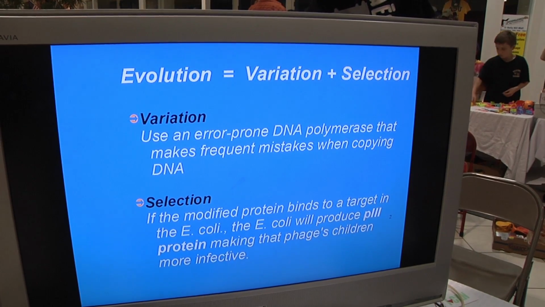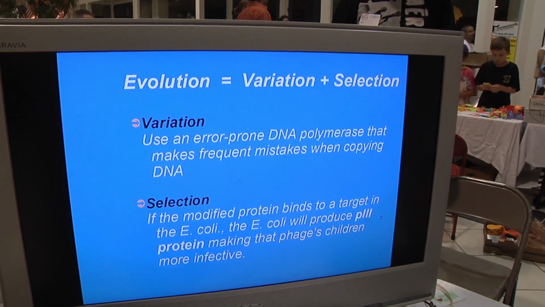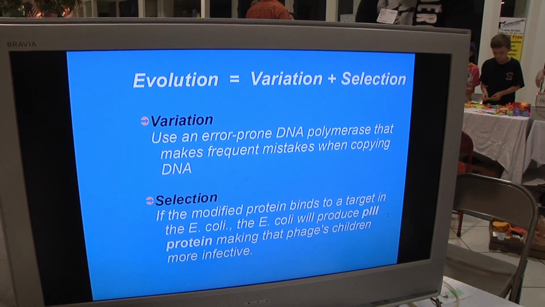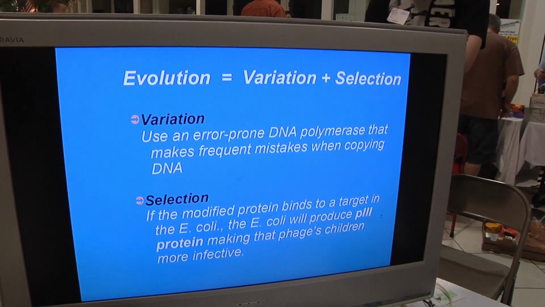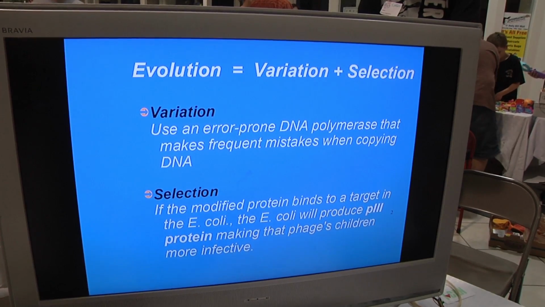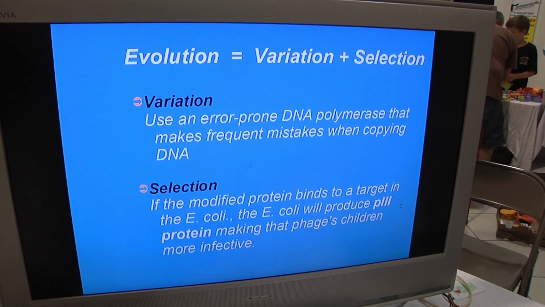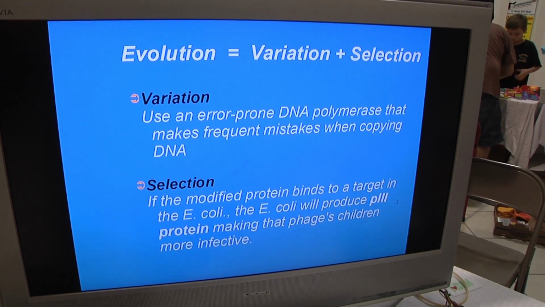Then that virus, as it goes into the E. coli, will make the proteins from the viral sequence, and if it makes a protein that binds with the target that we have set up, it will produce the P3 protein, and therefore that virus gets rewarded by making it so its progeny, its children, will become more infective.